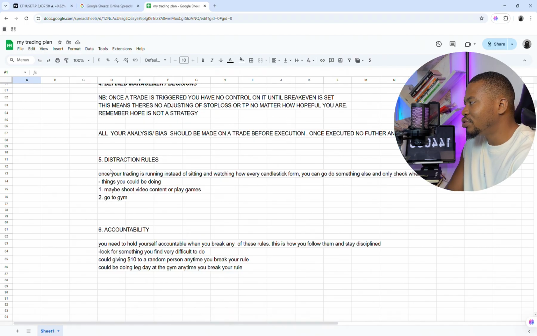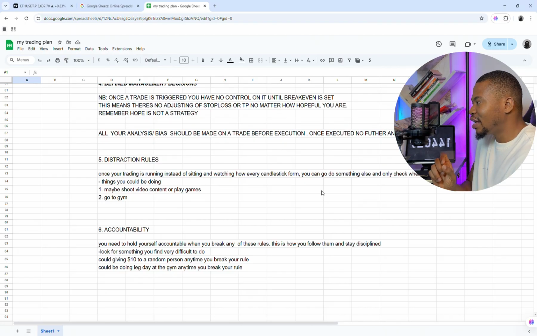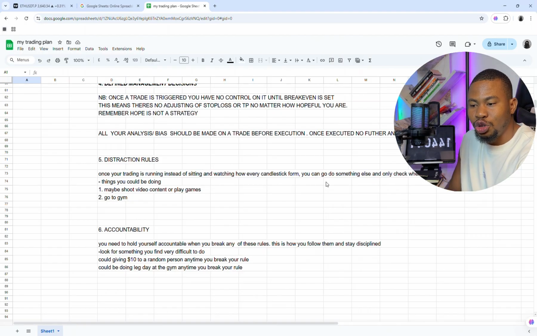Then the fifth one is the distraction rule. This sounds funny, but it's very true. Most times when I enter a trade, I just sit on the chart watching every move, every tick of the candle, and that actually plays with your emotion. When you enter a trade, you can go do something else once you set your alert. Once your trade is running, instead of sitting and watching how every candlestick forms, you can go do something else. Only check when you get an alert, those alerts that you set when you were setting the order. You can go back to your chart when those alerts get triggered. It means you should watch closely. That is the only time you should be looking at your chart, and not all the time. You can go do something. Somebody like me can go to the gym, right?